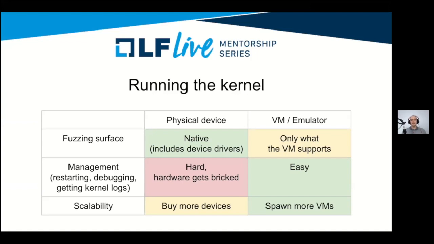In case of the emulator, this is very easy to deal with because if, for example, your kernel hangs, you can just kill the virtual machine and restart at any time. Most of the emulators have some GDB support, so you can connect a debugger, and most of them provide a way to collect kernel logs. When it comes to scalability, it's much easier to spawn more VMs than to buy more devices in the case of physical devices. The only problem with buying more devices is that you might encounter it when you're trying to fuzz some device that's really hard to acquire. Let's say you just have a single device and you can't actually get any more. That's something that can cause a problem in case you are trying to scale it up.